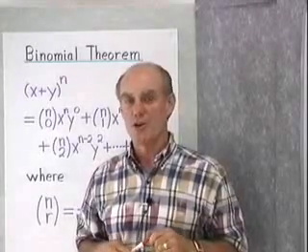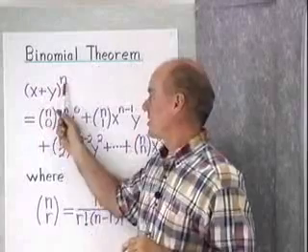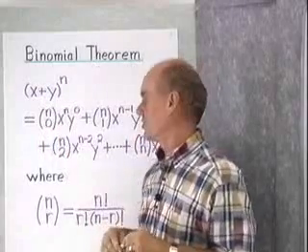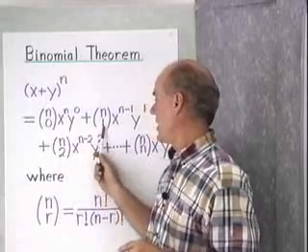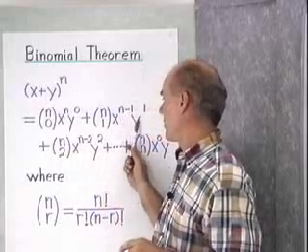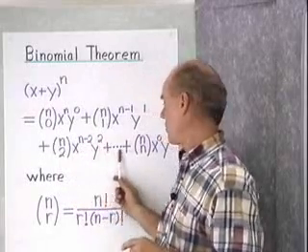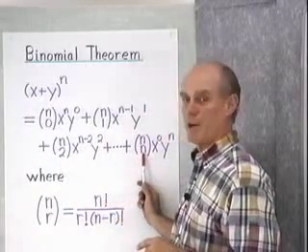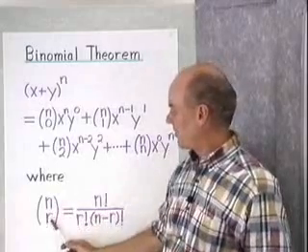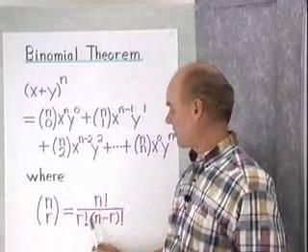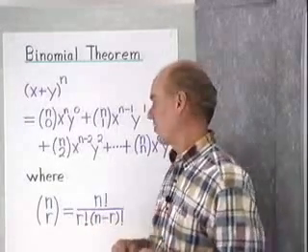I've written on the board here what's called the binomial theorem. And the binomial theorem says that (x + y) to the nth power, where n is a positive integer, is equal to n choose 0, x to the n, y to the 0, plus n choose 1, x to the n minus 1, y to the 1, plus n choose 2, x to the n minus 2, y to the 2, and so on and so forth, out to n choose n, x to the 0, y to the nth, where n choose r is equal to n factorial divided by the product of r factorial and (n minus r) factorial.